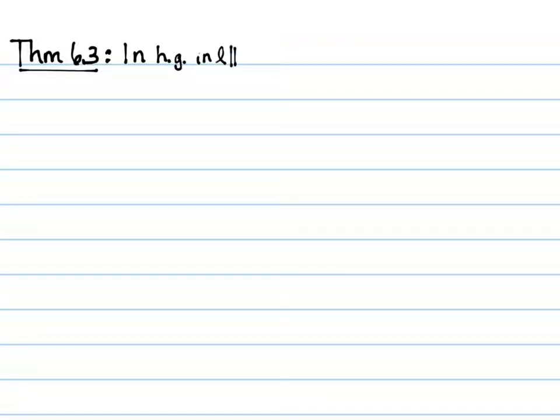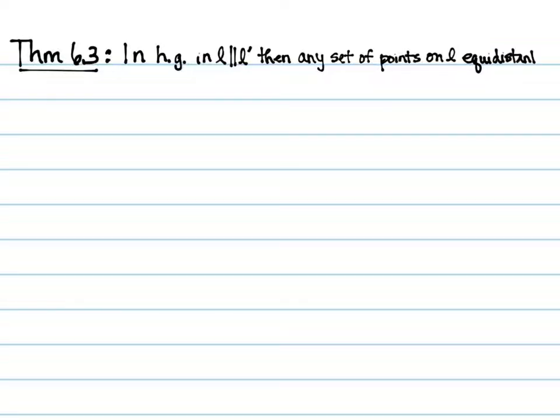I'll do it on a different screen so that I can do my proof and my theorem on the same one. Theorem 6.3. Using this definition, if in hyperbolic geometry, L is parallel to L prime, then any set of points on L equidistant from L prime has at most 2 points in it.